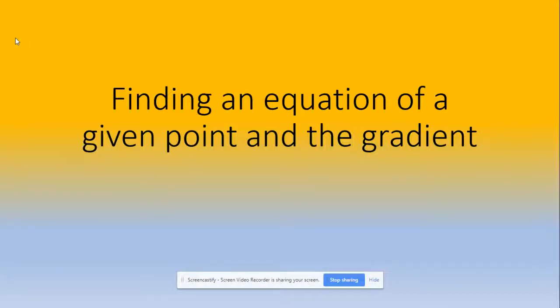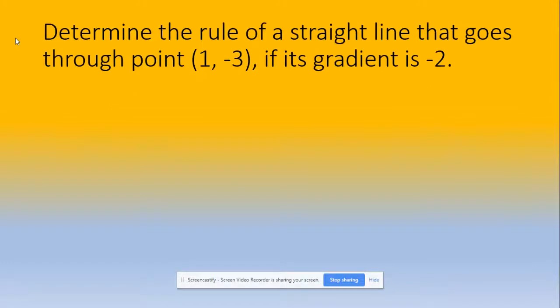All right, so today we're looking at finding the equation, given the point and the gradient. You're going to use that to be able to find out what the equation is. So the question will say, determine the rule of a straight line that goes through the point (1, -3) and its gradient is -2. So that's your information.